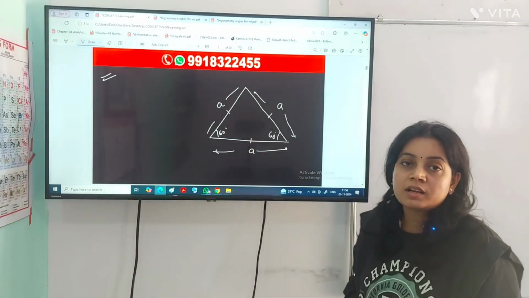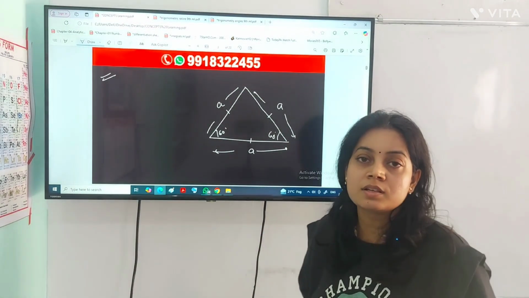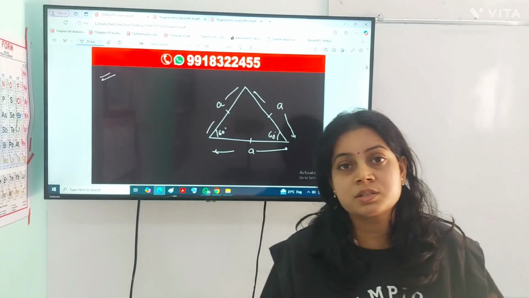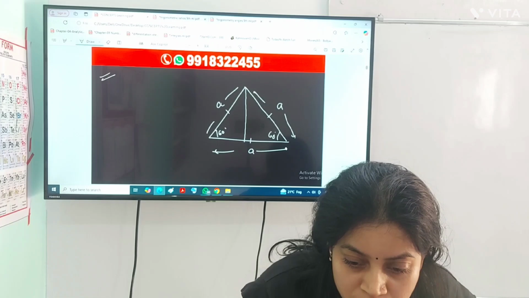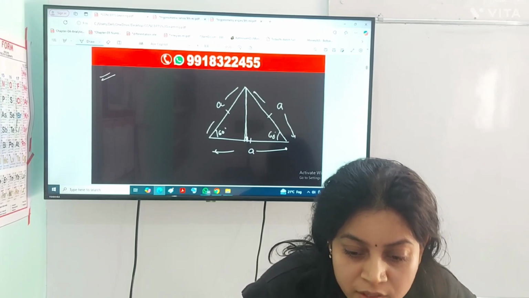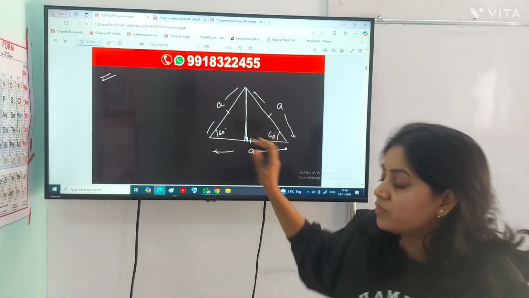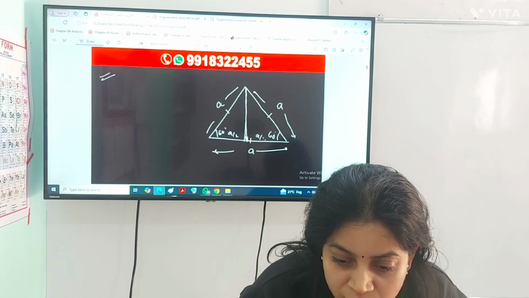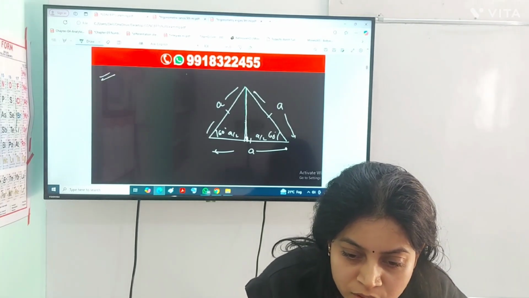So, as I told you earlier, if it is not a right angle triangle, we cannot use the trigonometry. For trigonometry, it is necessary there must be a right angle triangle because then only we will get the hypotenuse, perpendicular and base. So I will draw a perpendicular on this. So this is the perpendicular, and we know that in equilateral triangle, perpendicular divides the base into two equal parts. So this will be A by 2 and A by 2.